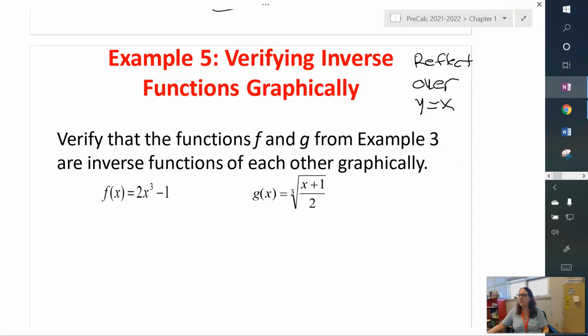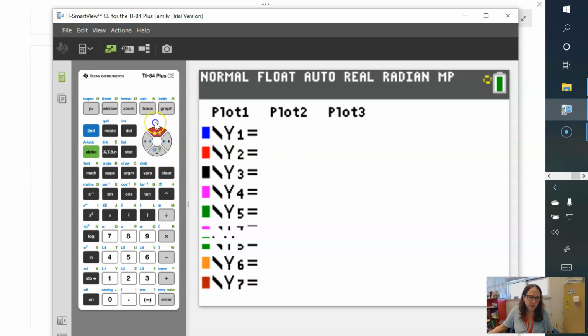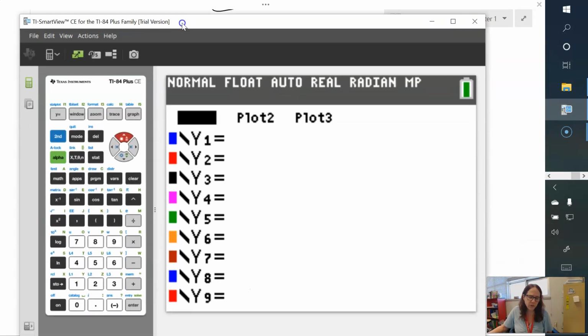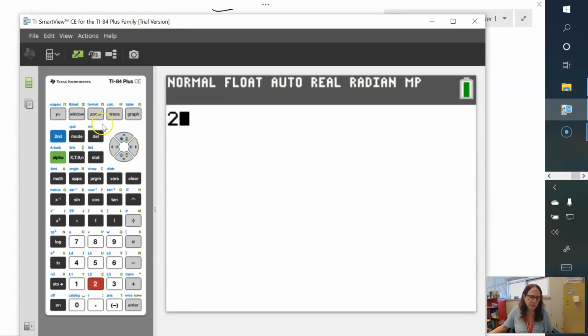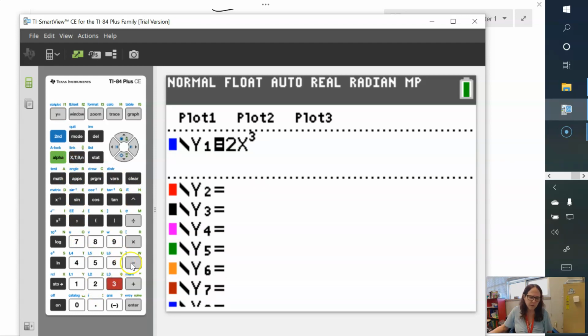So let's grab our calculators. Here they go. And our first one we're graphing is going to be 2x cubed minus 1. So 2x cubed. Oh, I don't want a minus 1 there. So arrow over, put my 3 in, put my cube in, and then I'm going to hit the arrow and minus 1. That's our first graph.